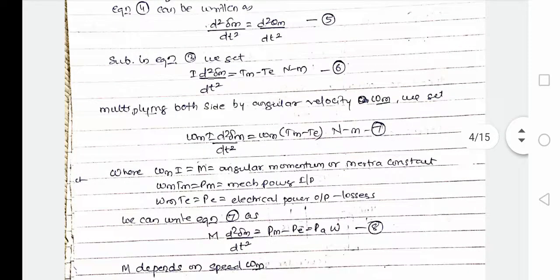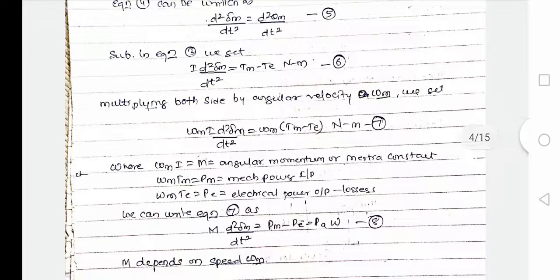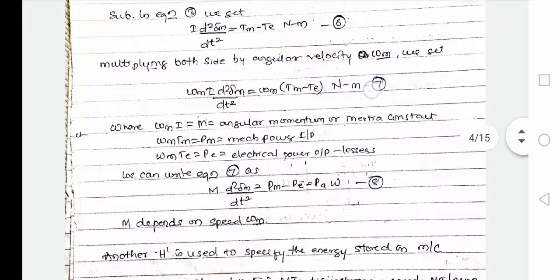Then in the next step, for equation number 6, you have to multiply both sides by the angular velocity omega m. By multiplying by the angular velocity omega m, it can be written as omega m of I d square delta m divided by dt square is equal to omega m of Tm minus Te. That is, for equation number 6, multiply both sides by omega m. That will be your equation number 7.